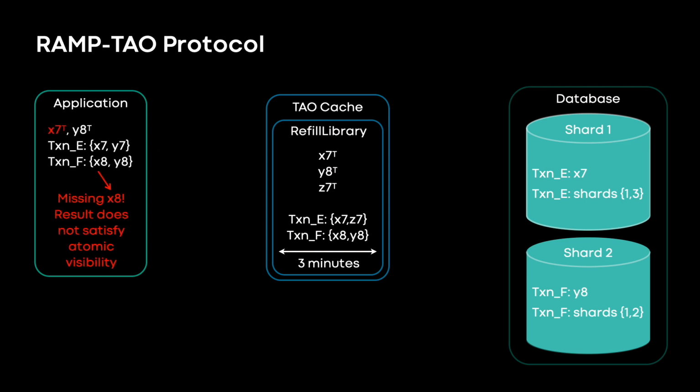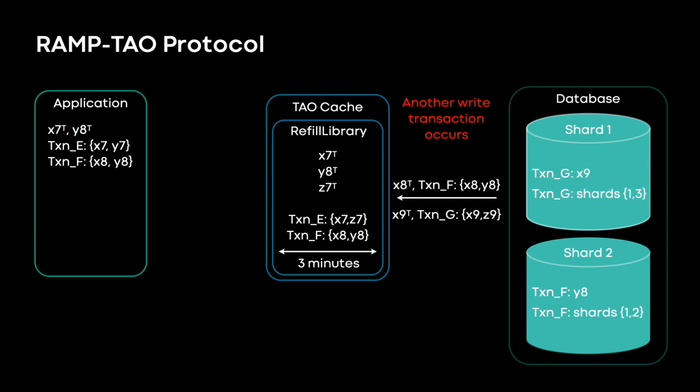And we're able to take this metadata and check if any versions are missing. And here we see that we're missing X8 because we read Y8. So we need to go and fetch that version because the current result does not satisfy atomic visibility. In the meantime, let's say another write transaction occurs. So both X8 and X9 and their corresponding write transaction metadata are sent to the TAO cache.